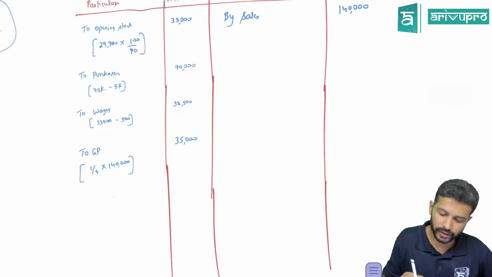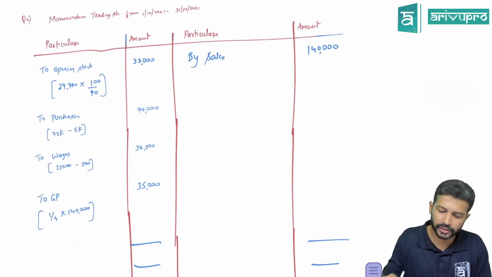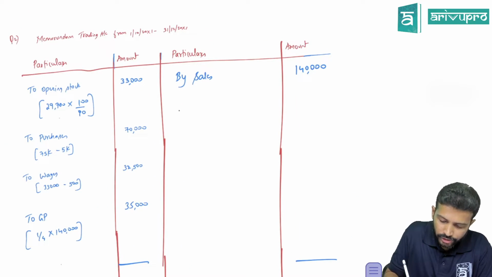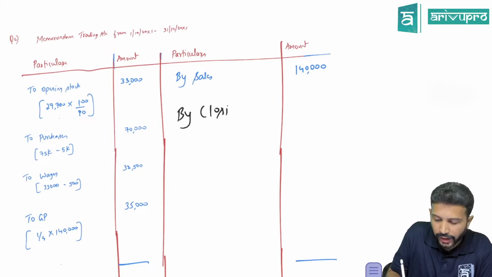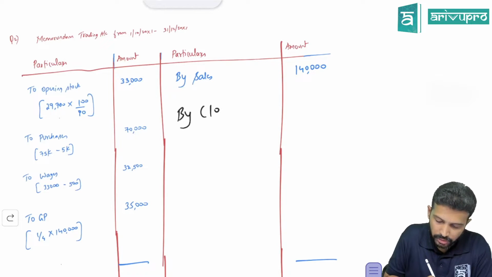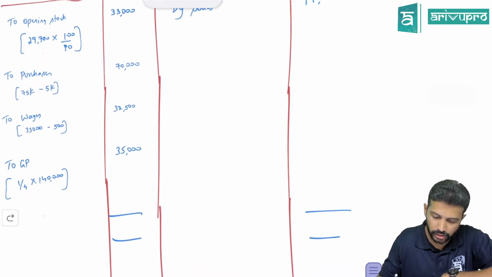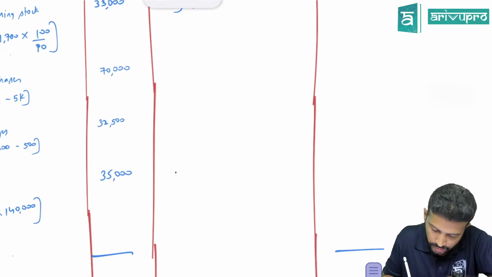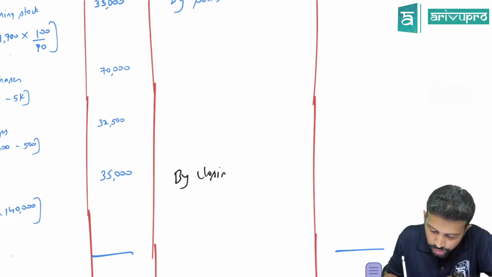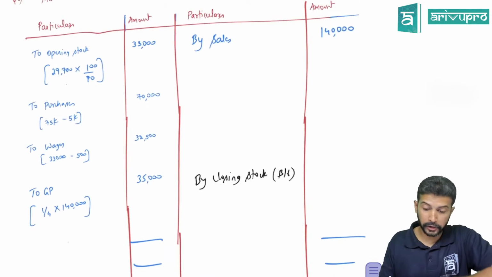35,000. Everything of the trading account you got except one thing, which is what? Closing stock. So you will get closing stock as a balancing figure. Let me write it here. You will get closing stock as a balancing figure. So can you get it as a balancing figure?